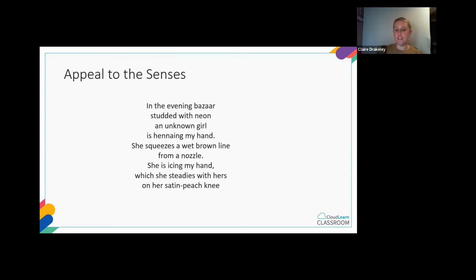It starts, in the evening bazaar, studded with neon, an unknown girl takes henna in my hand. She squeezes a wet brown line from a nozzle. She is icing my hand, which she steadies with hers on her satin peach knee.